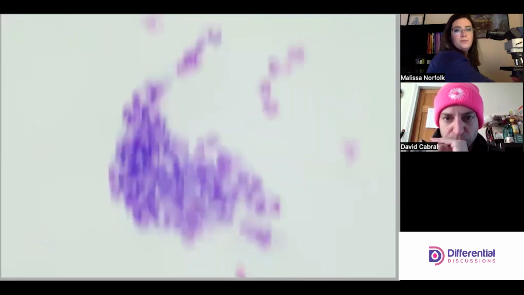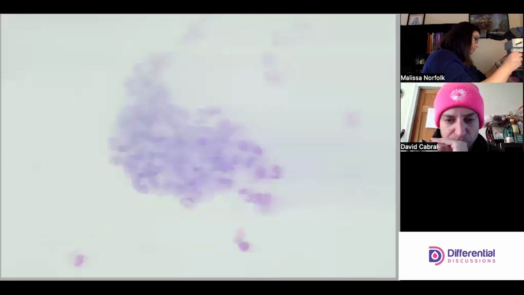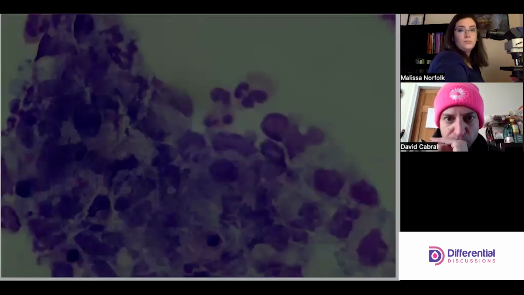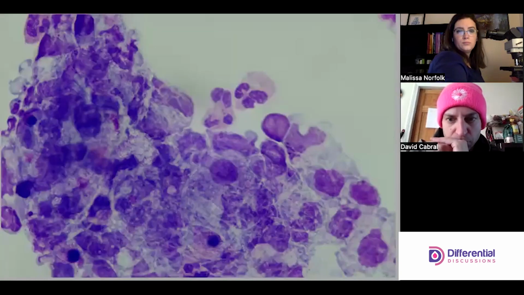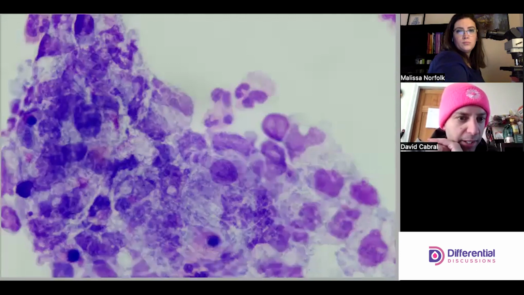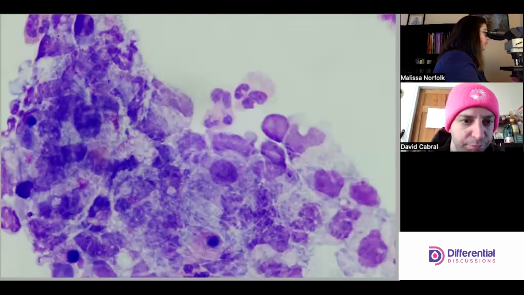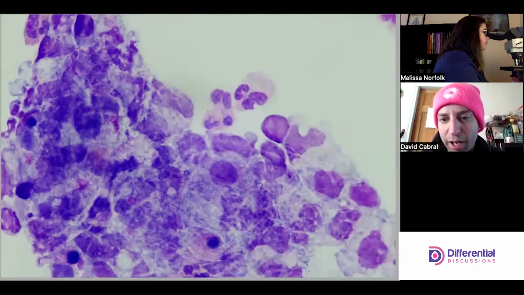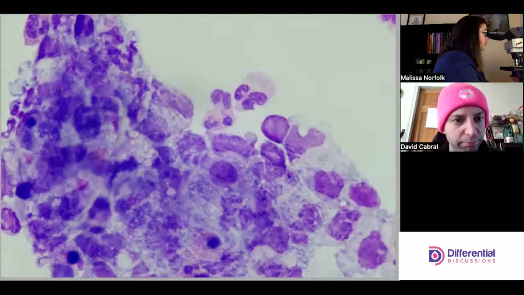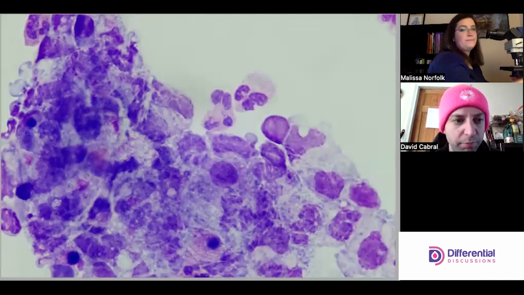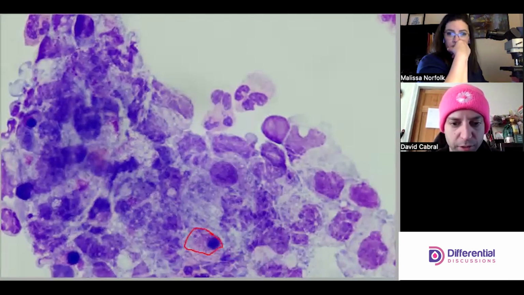And then I'll drop down to 100. At this point, I'm just trying to look for bacteria maybe. It looks like we have in this mass a lot of phagocytic cells, some macrophages, some neutrophils. This appears to be a necrotic neutrophil. Got a couple of these.